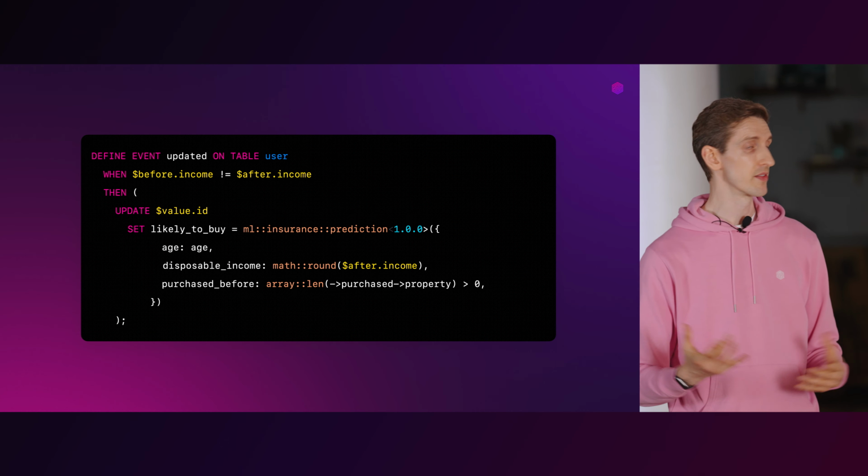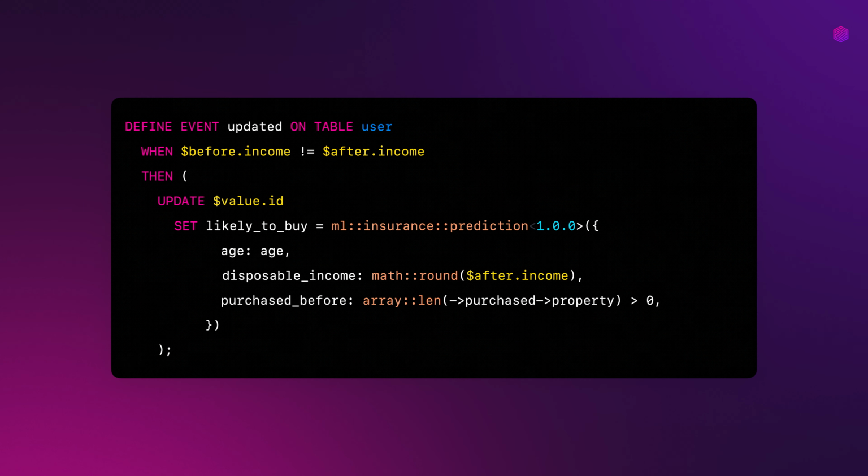Now what you can then do is you can go a step further. If you look at traditional triggers or events in other databases, I want to build on that. I want to say, whenever this person's record is updated and when the income has changed, so when the before income, before the change was made, is different to the after income, then I want to rerun this insurance prediction model on this person's data, pulling again in their age, income, and the number of properties or whether they've purchased before. And that will then update that user record whenever it's updated and its income is updated. And there you have constant trigger-based, event-based machine learning right inside and next to your data.